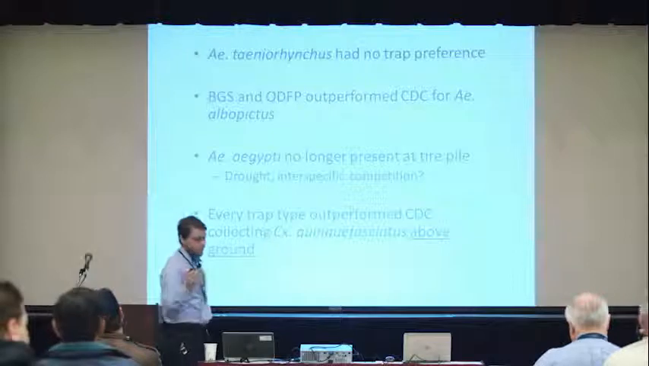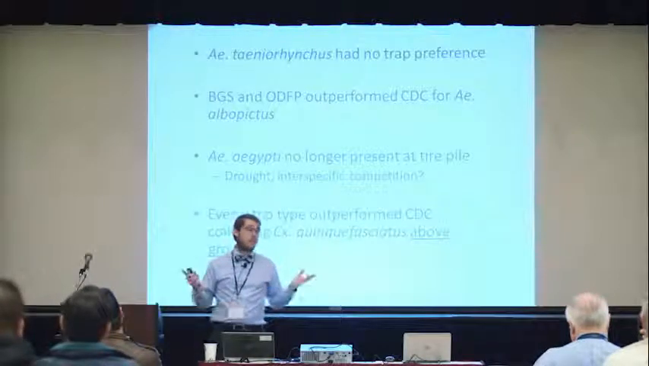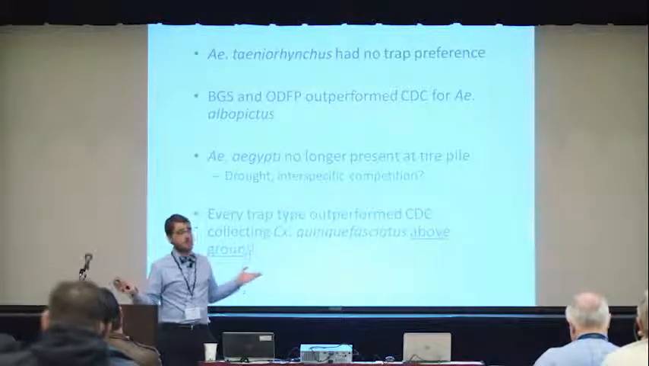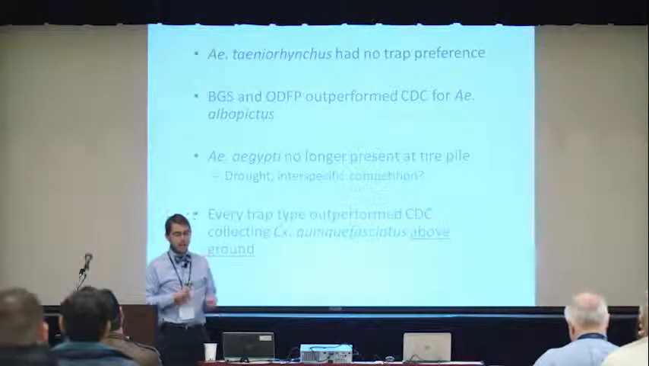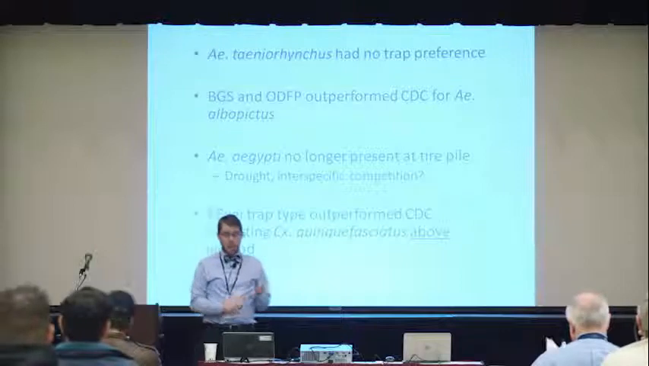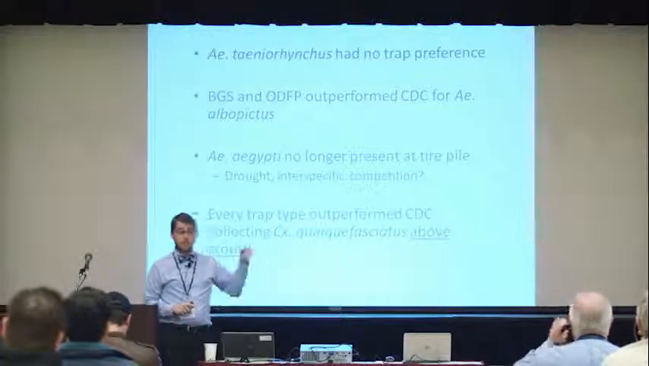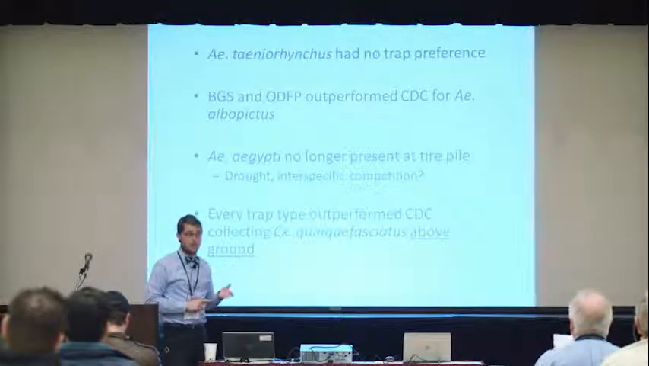And so what do we get from this? We got that Aedes tenuricus have no trap preference. They don't care. If it's out there, there's probably just so many of them, they're getting sucked into every trap anyways. The BGs and omnidirectional outperformed the CDCs above ground for Aedes albopictus collection.